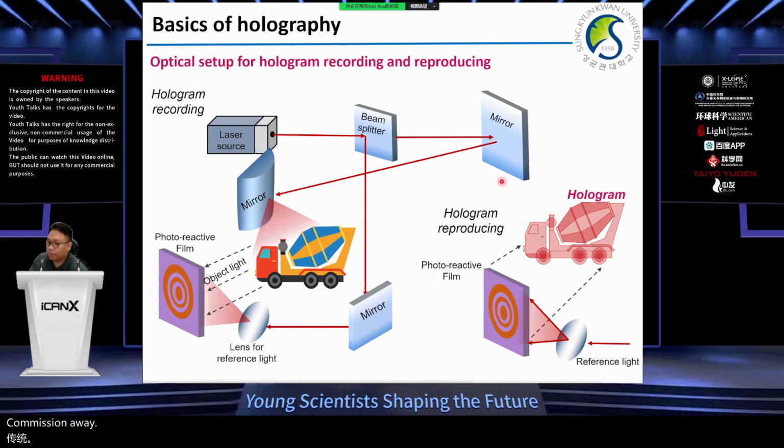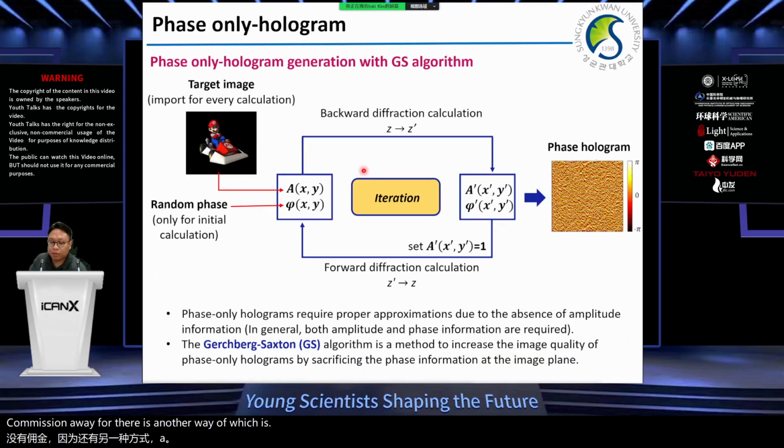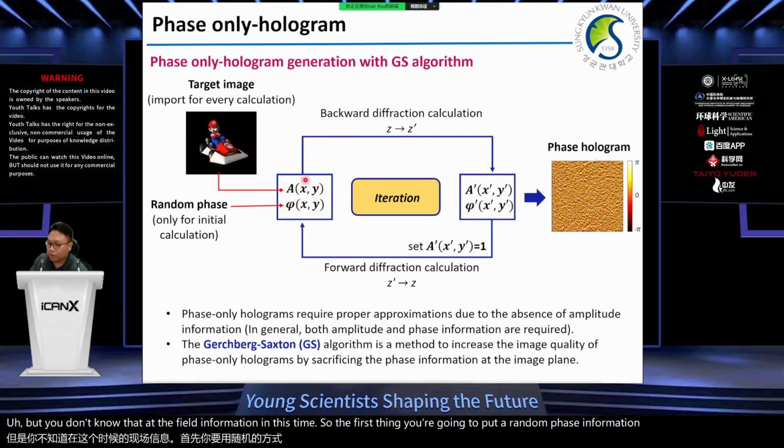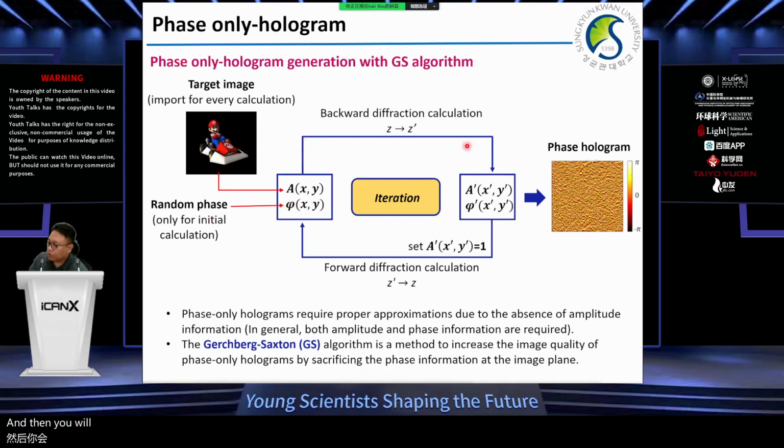This is the conventional way, but there is another way, which is called the computer-generated hologram algorithm. For instance, if you want to float this target image in space, then we can calculate the corresponding phase plate. Let's say you have a target image and you know the amplitude information, but you don't know the phase information at this time. So first you put in random phase information, and then you do a backward diffraction calculation, which is basically an inverse Fourier transform.